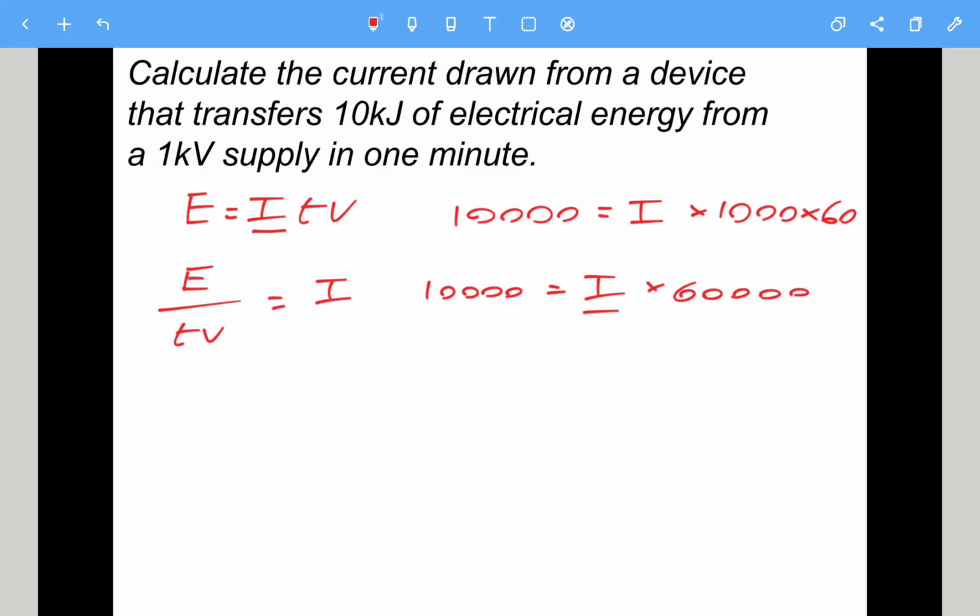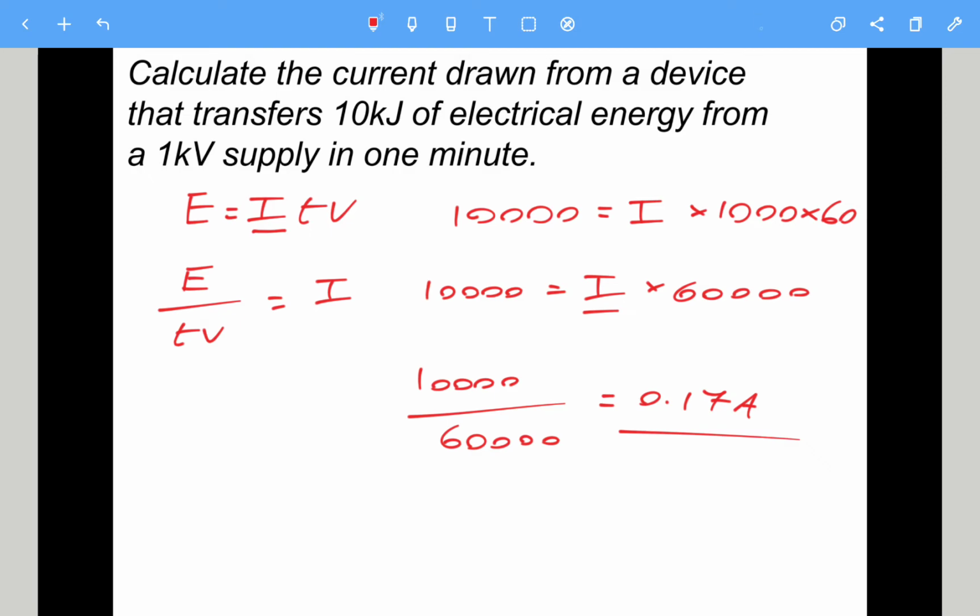Then to get current on its own, make it the subject, we need to get rid of the times 60,000, so it's just simply going to be 10,000. The opposite of timesing is dividing by 60,000, which gives us 0.17 amps. The other method on the left I do prefer. So for the next ones, I will rearrange the equation first, then put the numbers in.